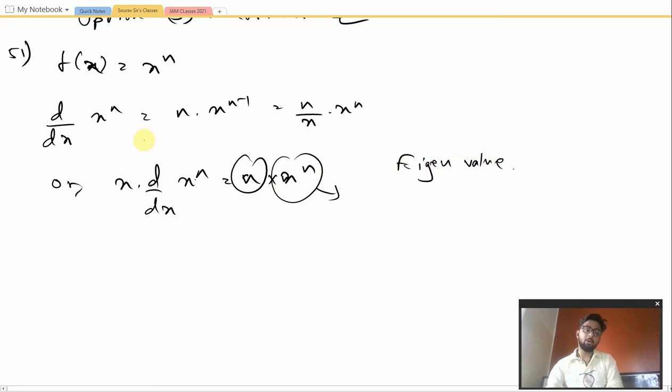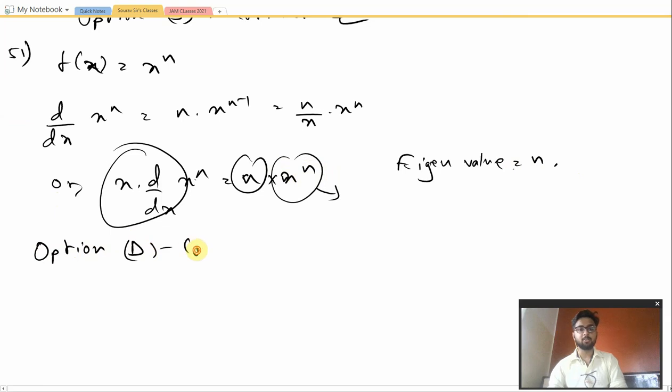So if the operator is x into d/dx, we have this function to be an eigenfunction with the eigenvalue n. In the options you can see that option D is given in this way, so option D would be the correct option.